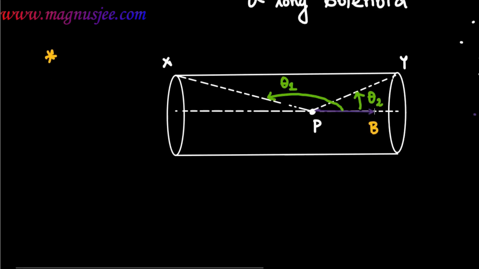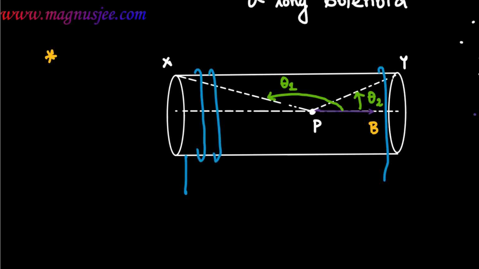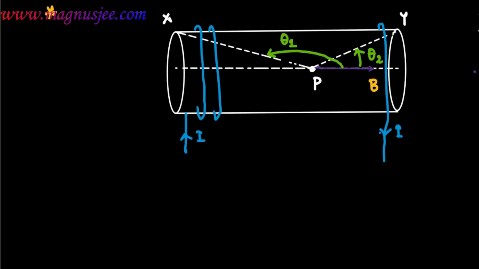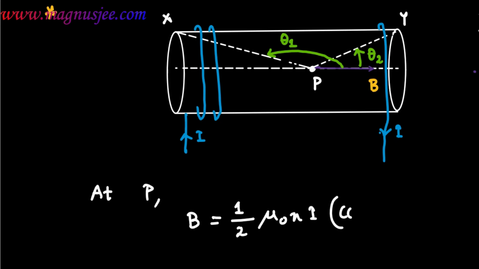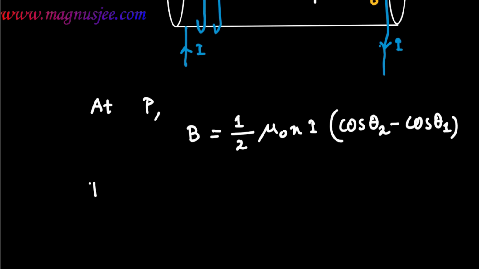These are the two oblique distances of the ends x and y from P, and B is the magnetic field induction. Oblique distance xP makes an angle θ1 and oblique distance Py makes an angle θ2 with the axis. An insulated wire is wound in this way, and I is the current flowing through the solenoid. Now at P, the expression of magnetic field induction is 1 by 2 mu 0 small n capital I (cos θ2 minus cos θ1). This is the magnetic field induction at P due to a solenoid of finite length.